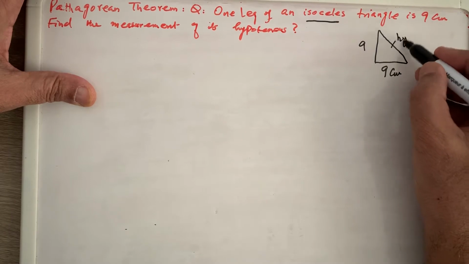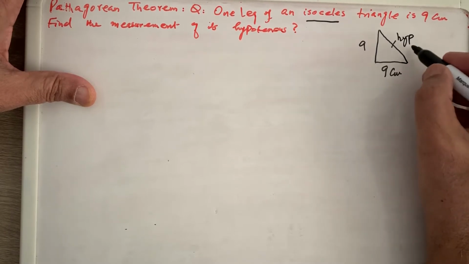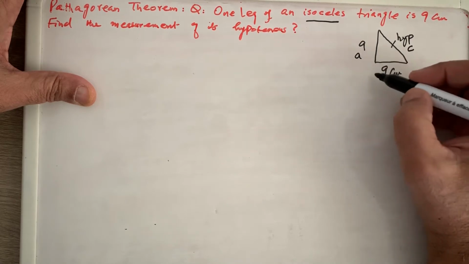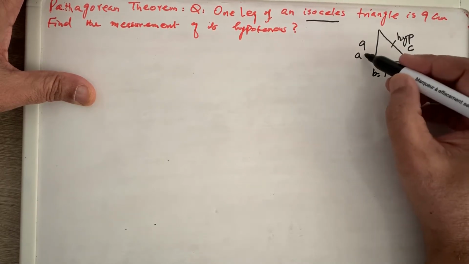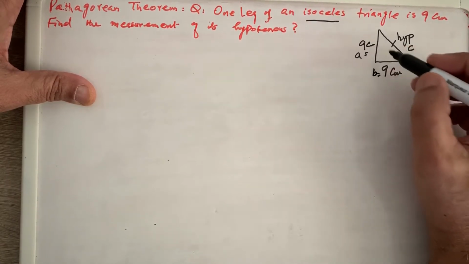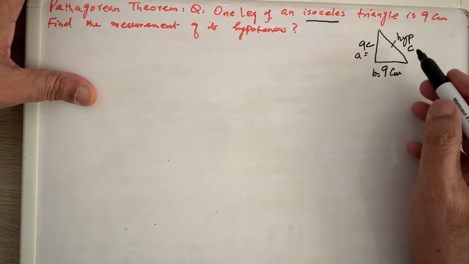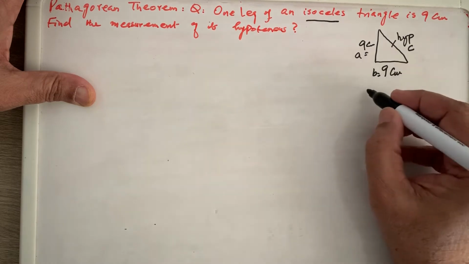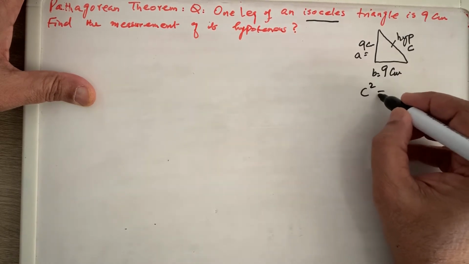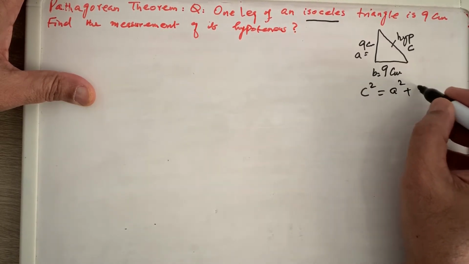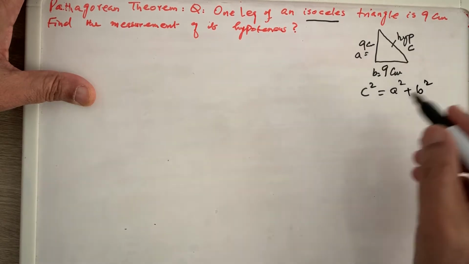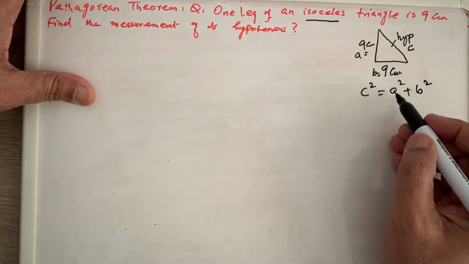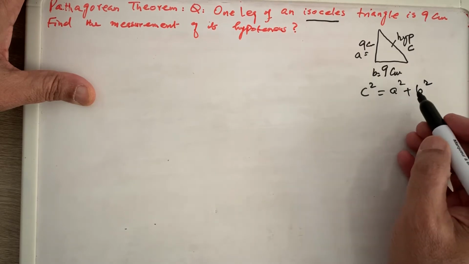And the hypotenuse in Pythagorean theorem we indicated as C, and the other 2 legs are A and B. So A is equal to 9 centimeters, B is equal to 9 centimeters. Find out hypotenuse or C. And the formula we did was C square is equal to A square plus B square, which says square of the hypotenuse is equal to sum of the squares of the 2 legs.